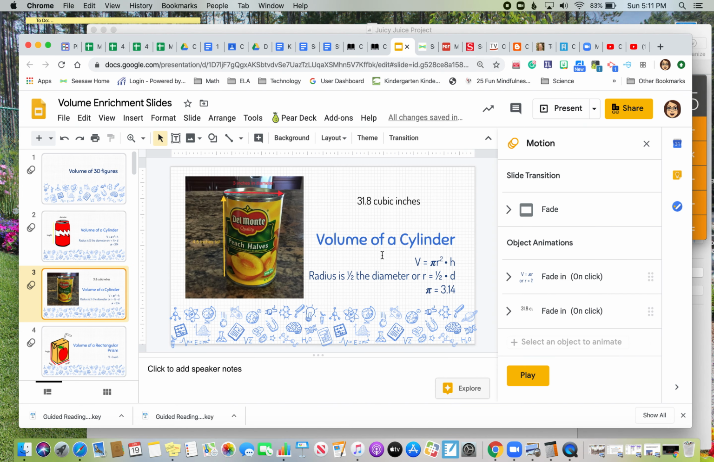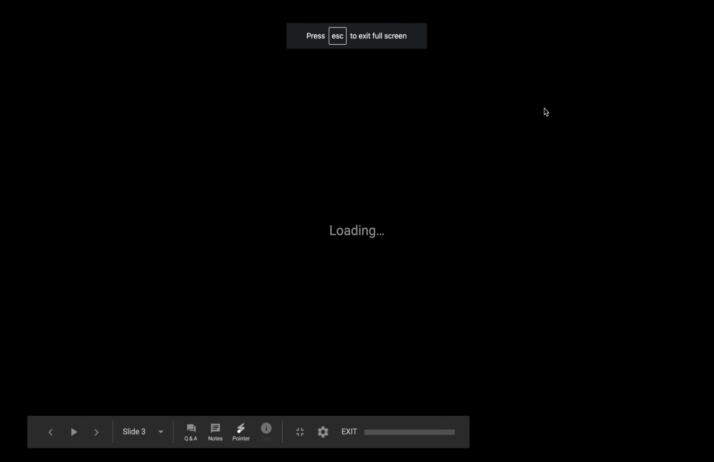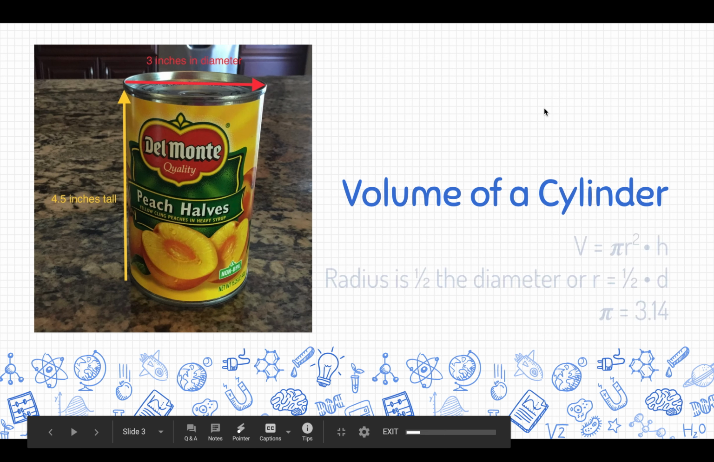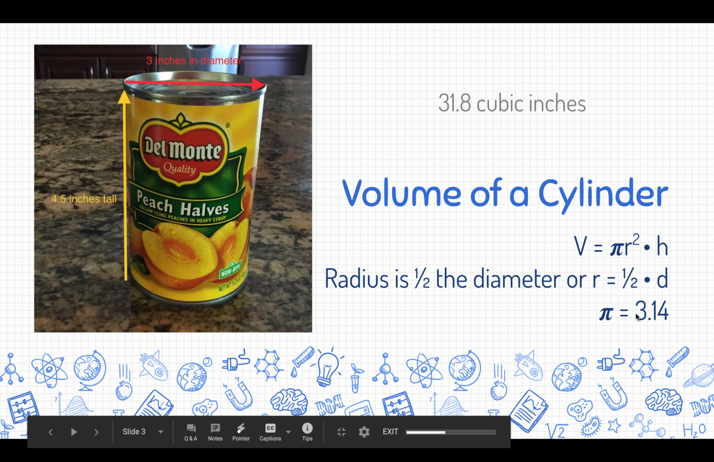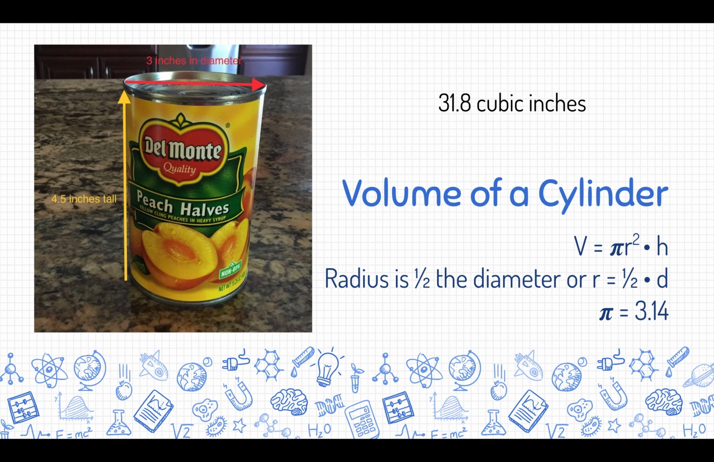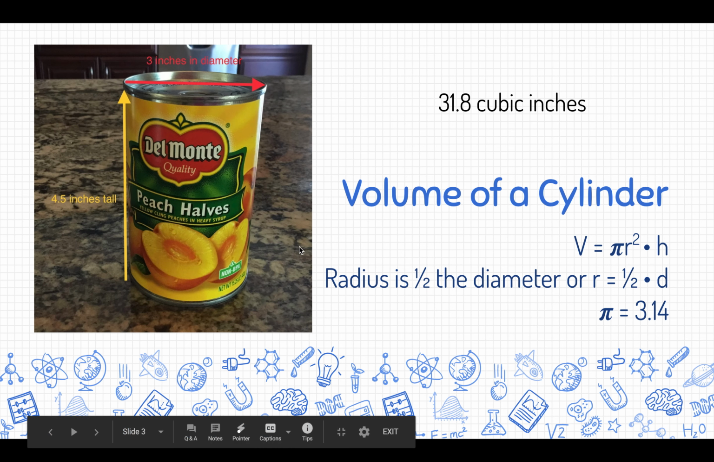Okay, and that's what I get here when I have my can of peaches. Remember, we have our volume is equal to pi r squared times the height. And when we figure all of that out, we come up with 31 and 8/10 cubic inches. And so that is how we would figure out the volume of this cylinder.